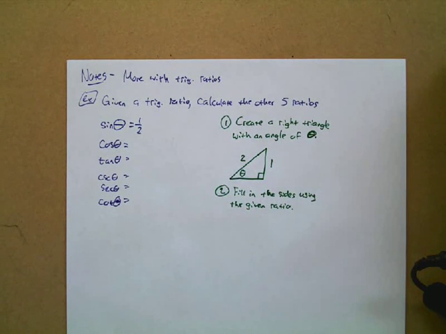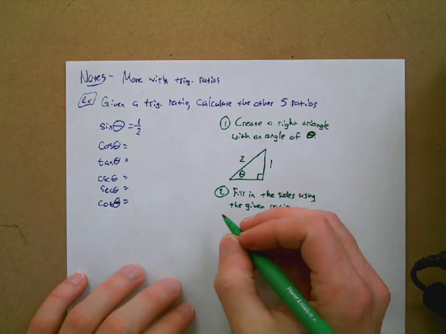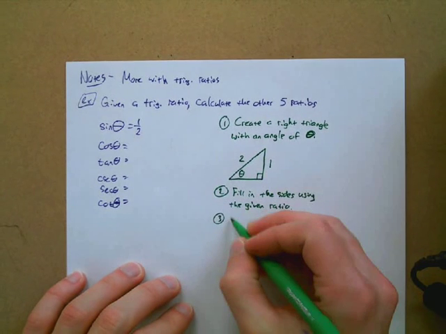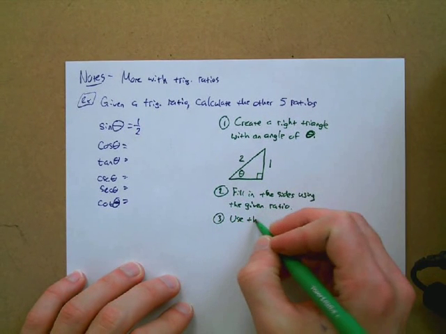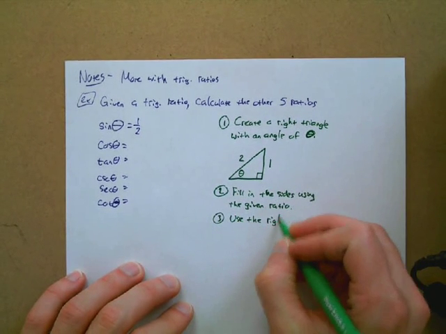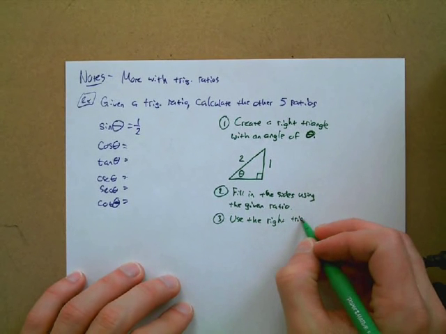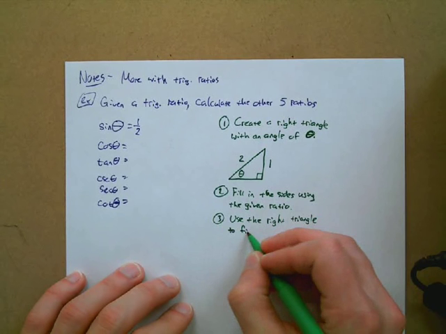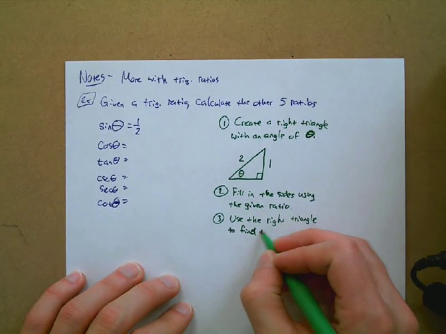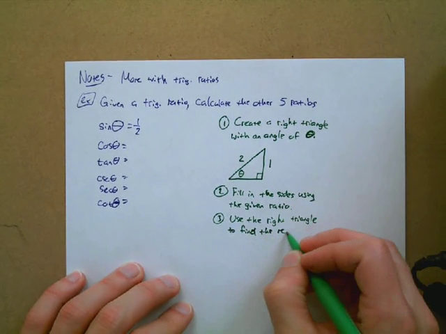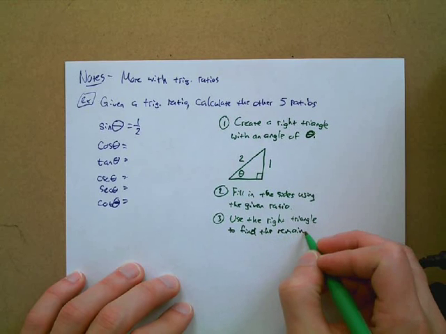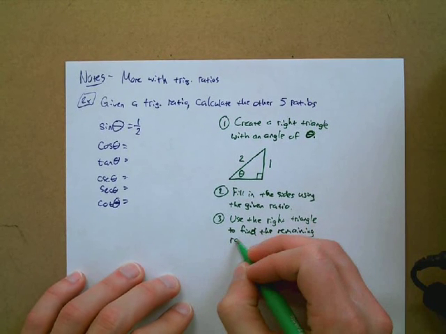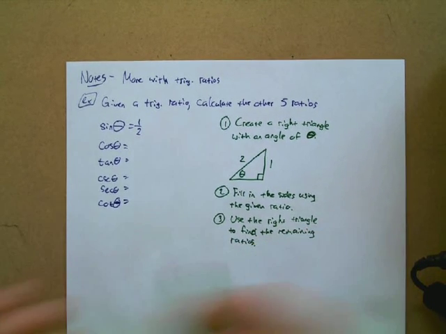And then to fill in the remaining parts, we're going to use the triangle to find the remaining ratios. Okay, and that's pretty much it.